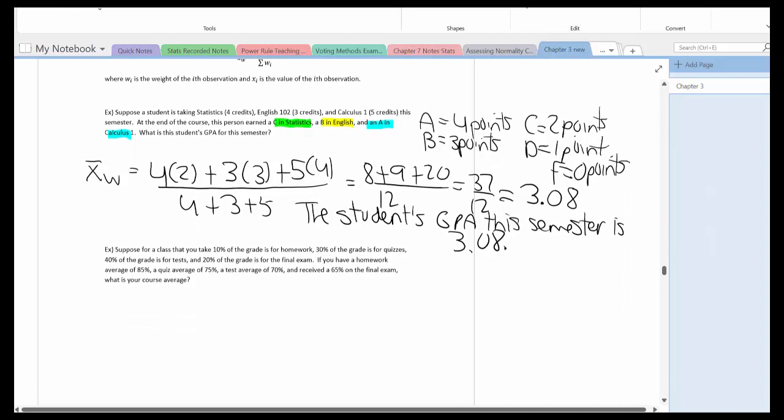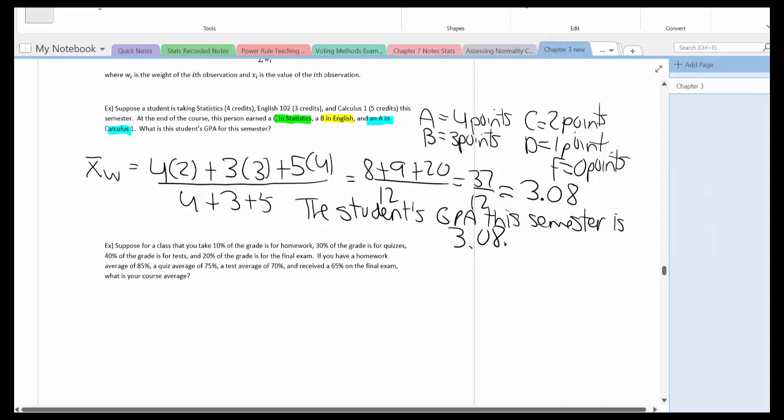Okay, let's take a look at the next example then. So sometimes you have classes that have different items weighted differently. Like in this case, suppose for a class that you take, 10% of the grade is for homework, 30% of the grade for quizzes, 40% for tests, 20% for the final exam. So if you have the following percentages, homework 85, quiz average of 75, test average of 70, and received a 65 on the final exam, what is your course average?